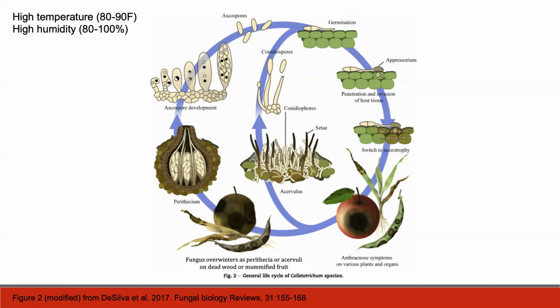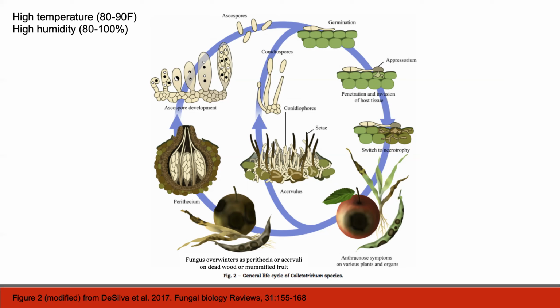Colletotrichum produces 2 types of spores that can cause a primary infection. Ascospores are the sexual spores and are produced in perithecia, as shown here. So this is a single perithecium, and you can see the asci with the ascospores inside. The ascospores are forcibly ejected during wetting periods, and there is only one generation of ascospores per season.